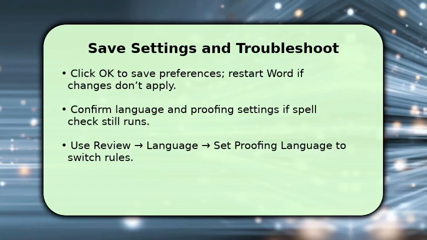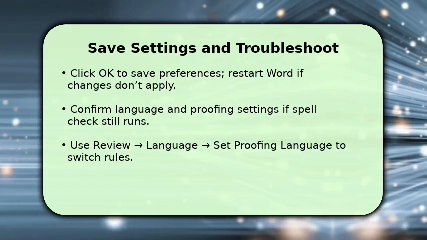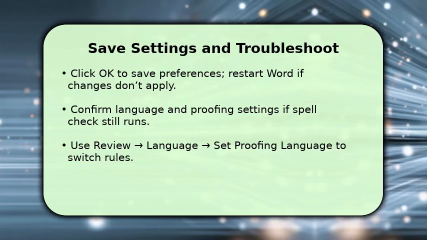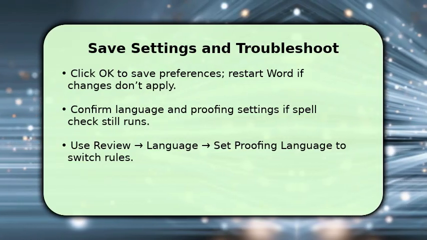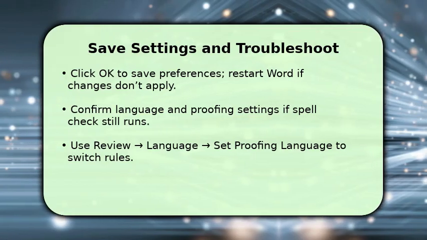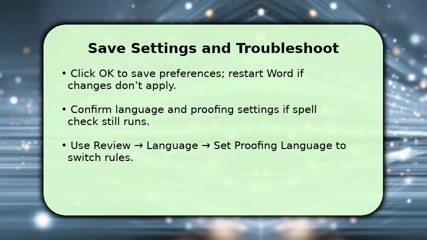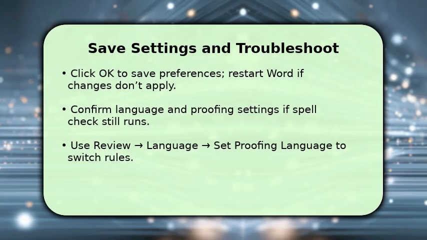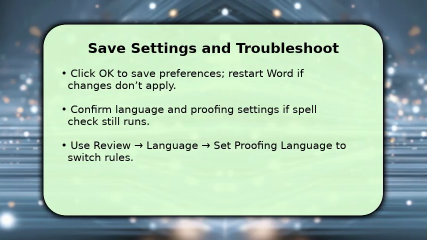Go to Review, choose Language, then set proofing language to confirm the correct language and to turn off Do Not Check spelling or grammar for that document. If problems continue, restarting your computer or repairing Office often resolves lingering service issues.